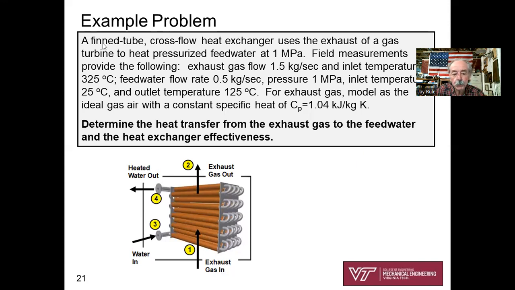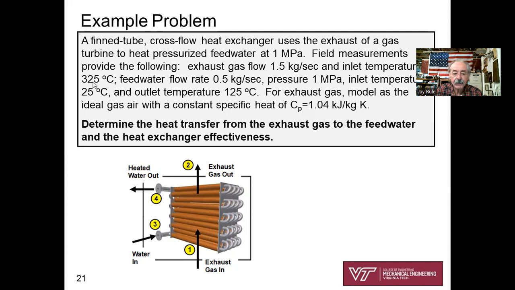A finned tube cross-flow heat exchanger uses the exhaust gas of a turbine, so we've got exhaust gas in, exhaust gas out, to heat pressurized feed water. We're heating pressurized feed water at a pressure of 1 megapascal, pretty high pressure feed water. Now, we've made some field measurements. Exhaust gas flow rate is 1.5 kilograms per second.